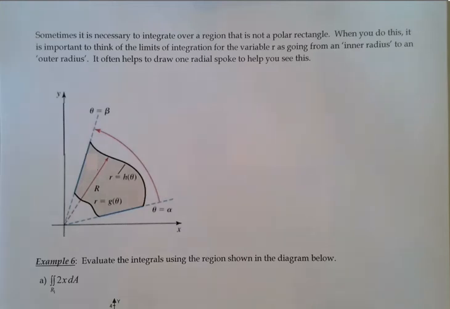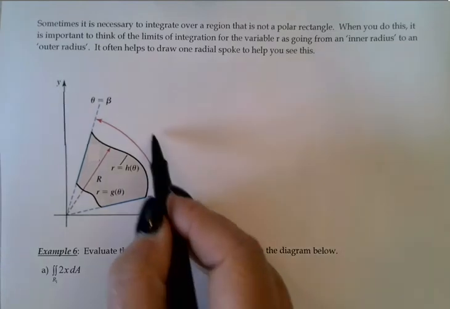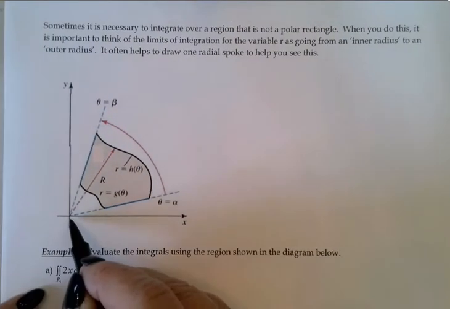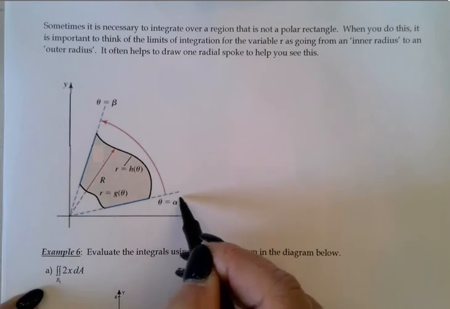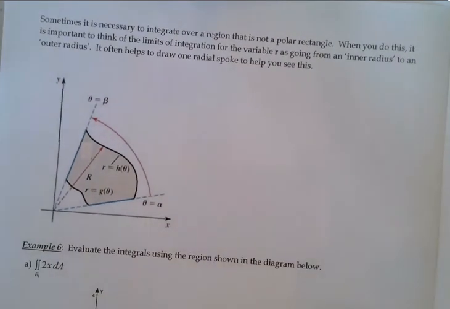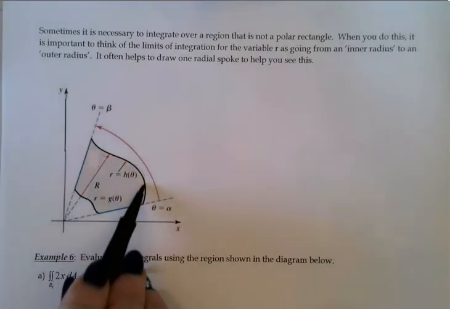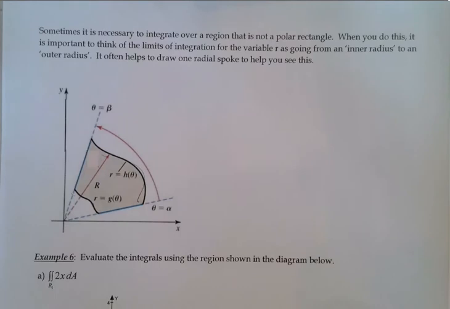This is section 13.3, part D. We're now going to start looking at what happens when we have to integrate over a region that's not a polar rectangle. For example, if you look at the picture here, although the theta values go between a constant alpha and a constant beta, the values of the radius, the r values, aren't nice pieces of circles, right? They're more irregular than that.